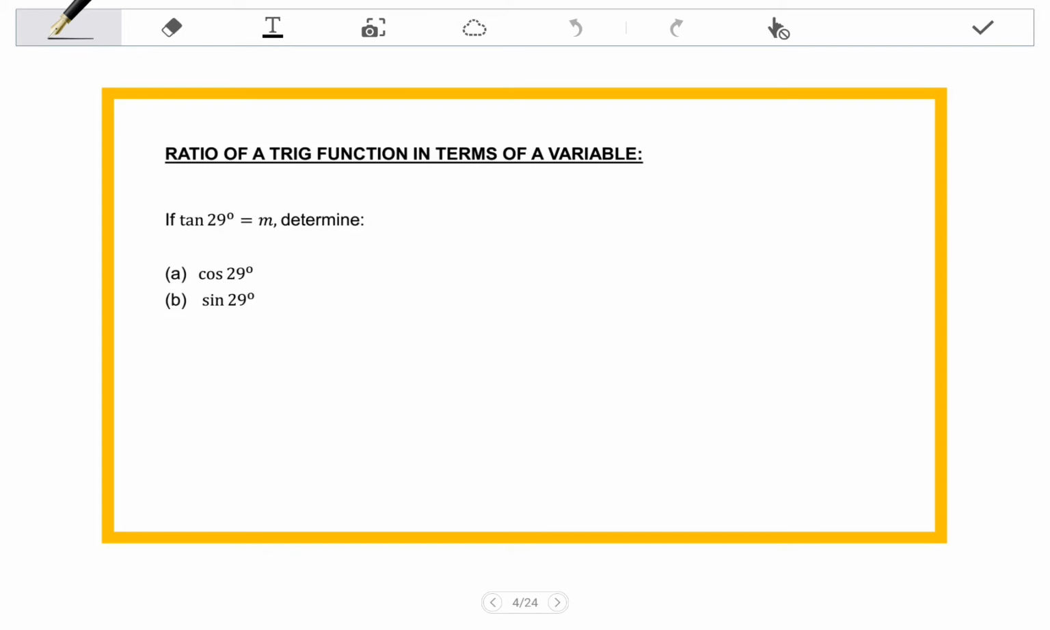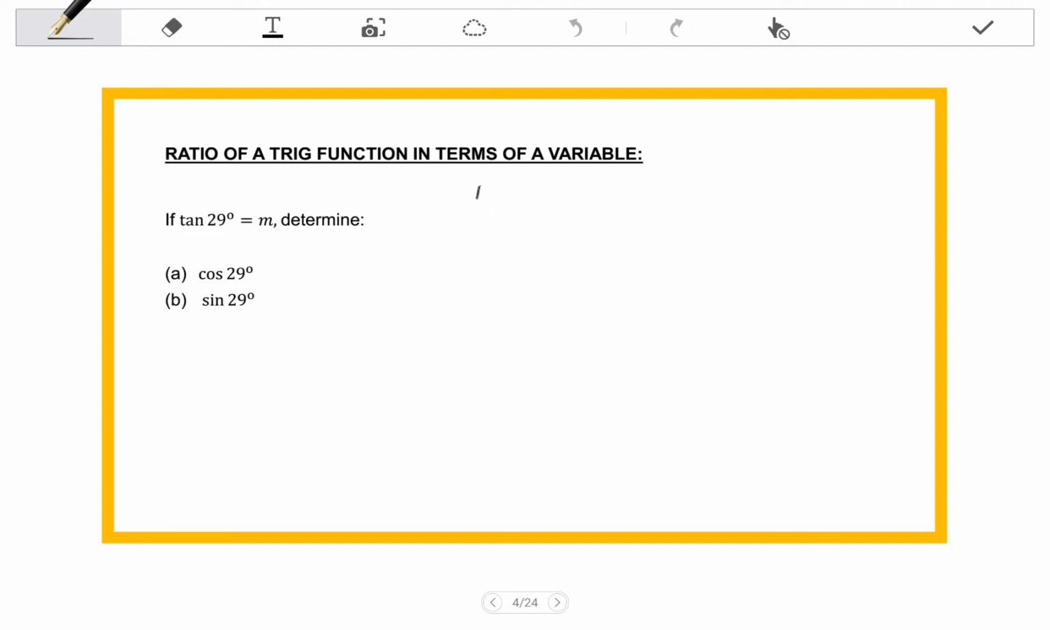Right, let's look at some typical examples of a ratio of a trig function in terms of a variable. So we are told here that if tan 29 degrees is equal to m, determine cos 29 degrees and then sine 29 degrees. Okay, so what we see here, we have a trig function in terms of a variable m, and looking at the questions, I notice that the angles are the same, but our trig functions are all different.